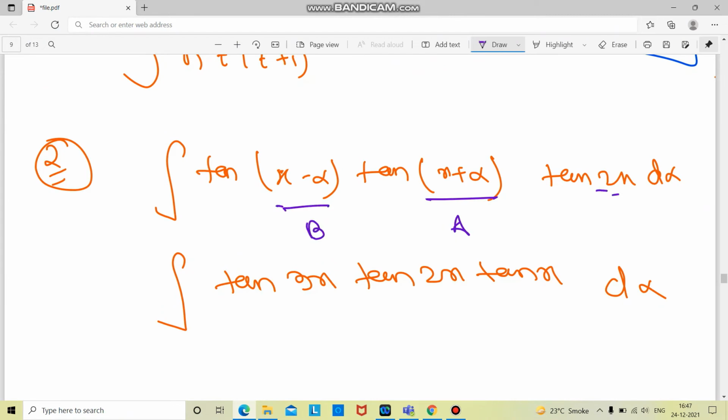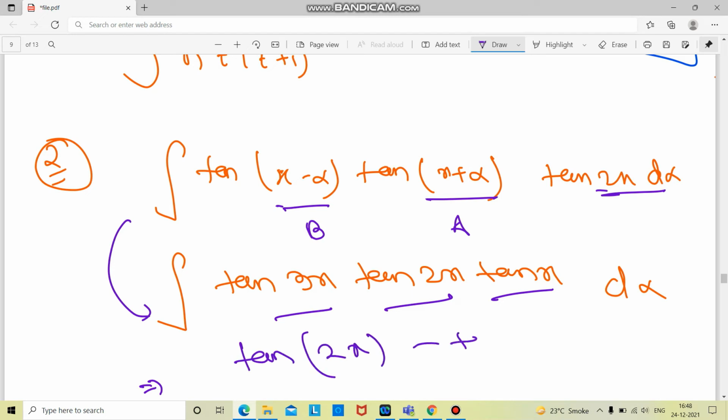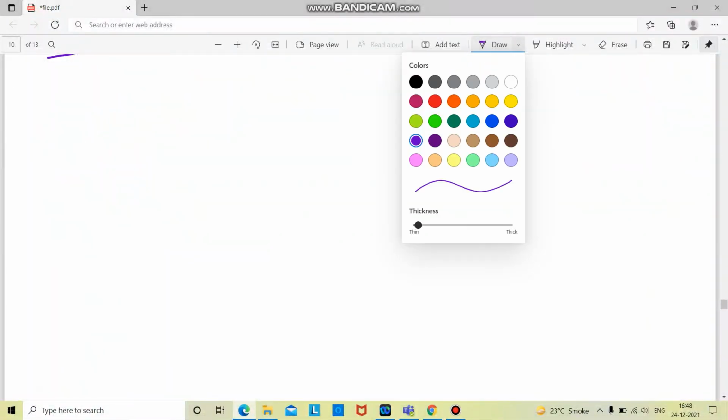You can see this you can take as a, this as b, and this is a plus b. So in this question it can be written as tan 2x minus tan x minus alpha minus tan x plus alpha. Now you can integrate that very easily. So we will proceed to next question.